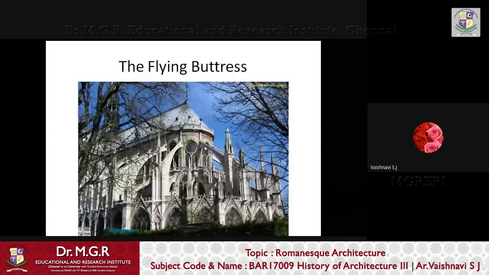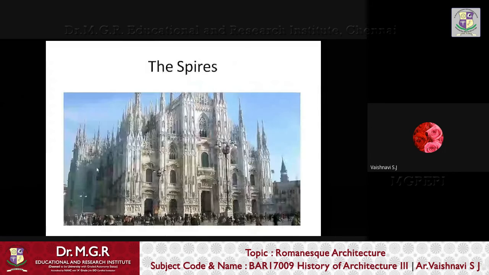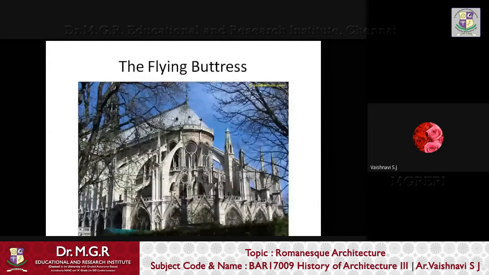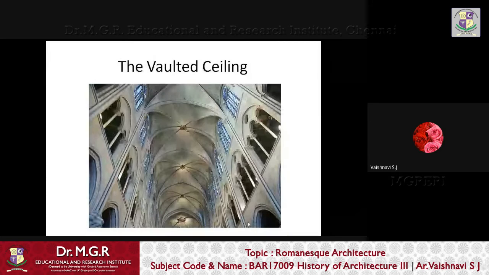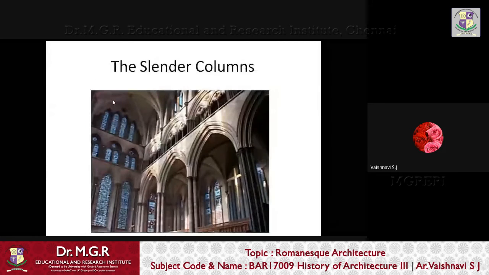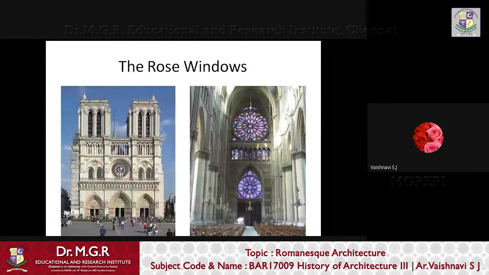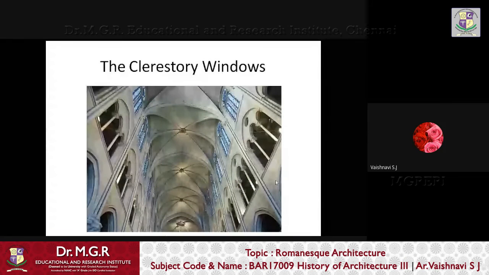The flying buttresses, the spires are this one. The flying buttresses which were used, and the pointed arches. All the arches were done using pointed arch. The vaulted ceiling, the slender columns, rose windows are being given in all the churches. So rose windows and clerestory windows are these things which are given.